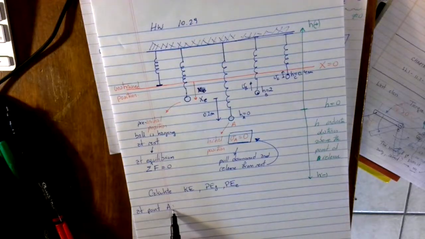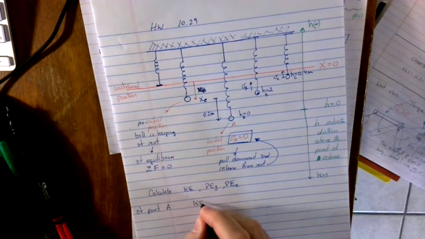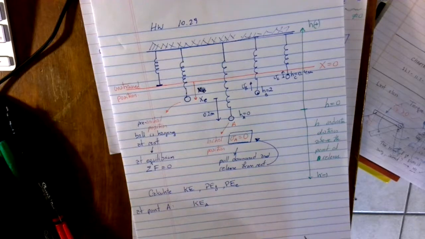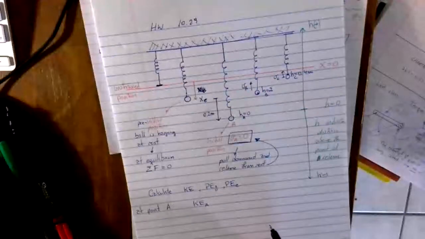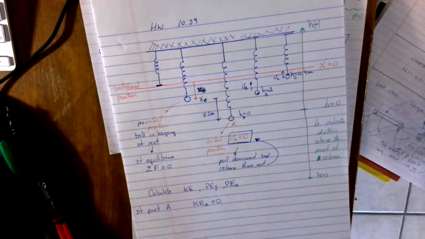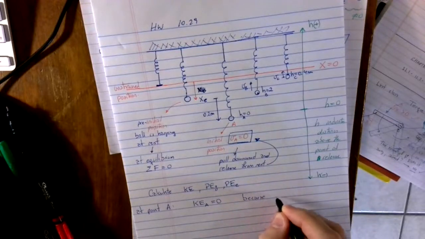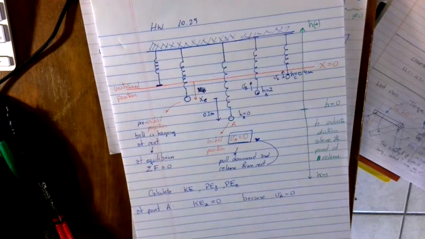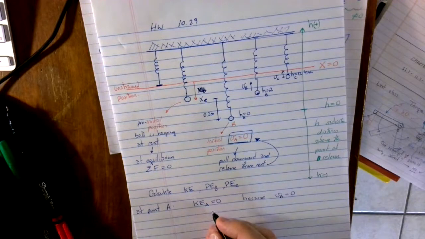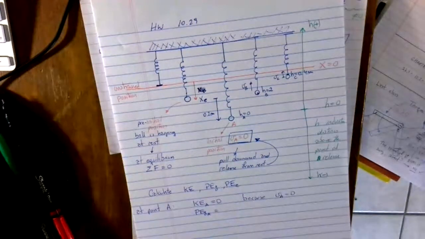We want to calculate the energies at position A. There is one that is easy to calculate. What is the kinetic energy at position A? This is exactly 0, because we start with velocity 0. That's easy. Now, if I want to calculate the gravitational potential energy, PEG, at position A, what would that be?